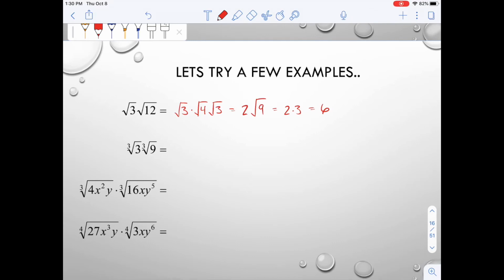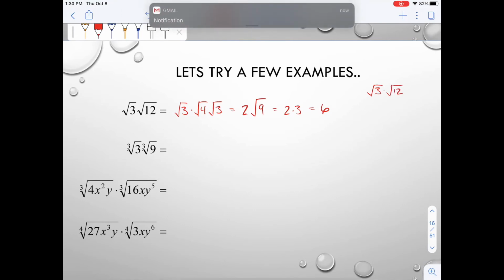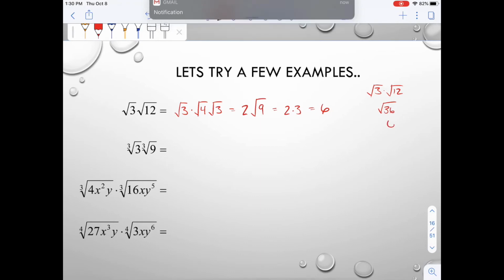The other way I could do that is I could say also, right, square root of 3 times square root of 12. Well, what is 3 times 12? 3 times 12 is going to give me 36. Square root of 36 is 6. And I get the same answer in 2 different ways.